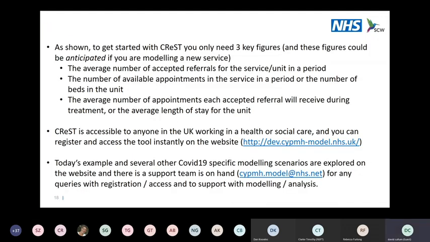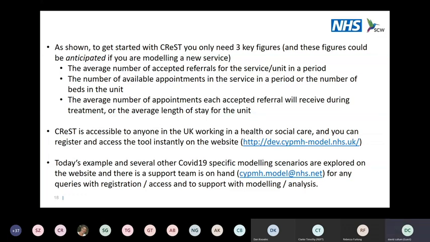So as shown, to get started with CREST, you only need 3 key figures. And actually, if you're modelling a new service, you can anticipate those figures. If you're thinking about bringing 3 services together under one banner next year, then you can do this in a fairly speculative way and start thinking about, well, we don't know what the average time on the pathway is going to be, but what do we think it's going to be?